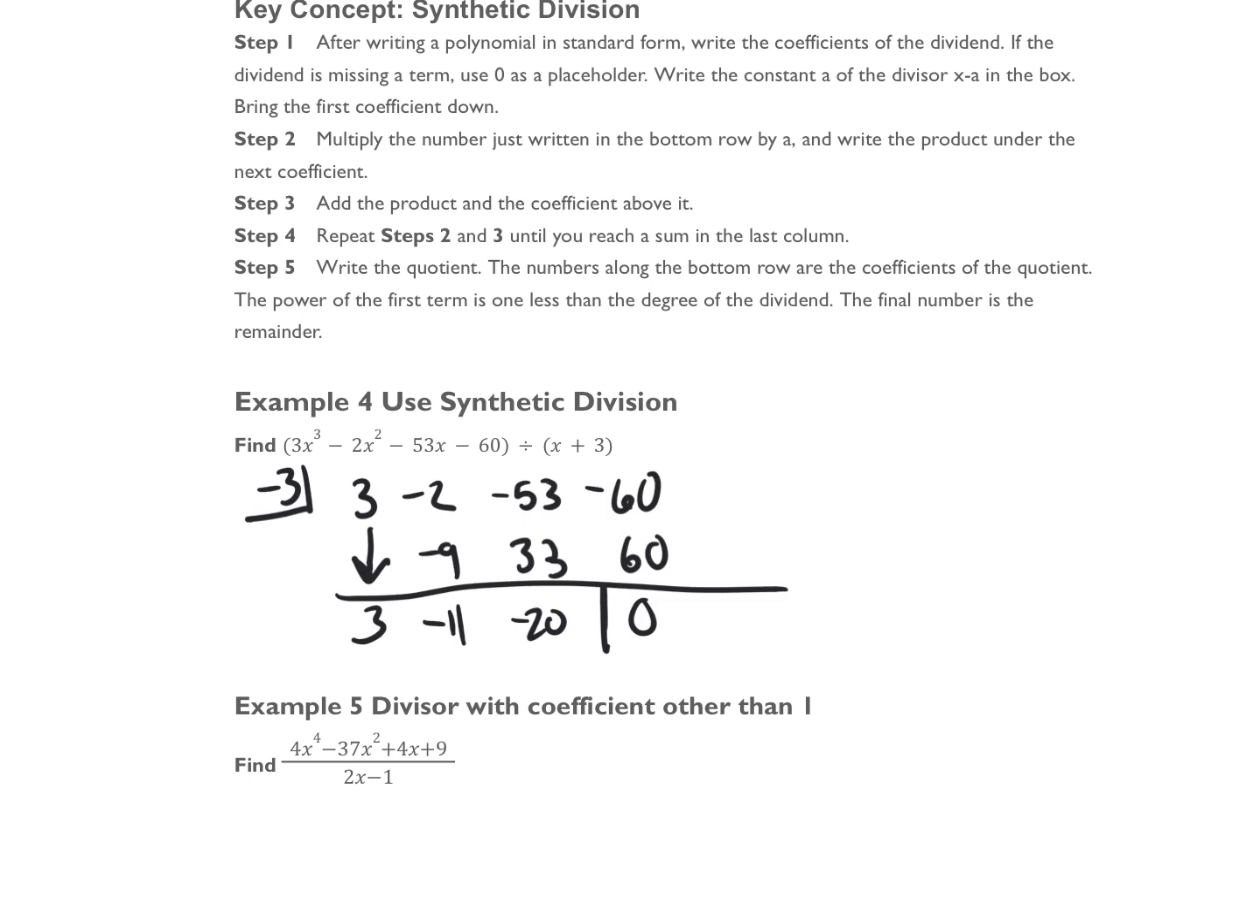That is our remainder. All right, so we have divided by an x to the first power, which means that we have lowered the degree of this polynomial by 1. So the power of the first term is 1 less than the degree of the dividend. The degree of the dividend was x to the third. So this is going to be 3x squared minus 11x minus 20. And that is our quotient.